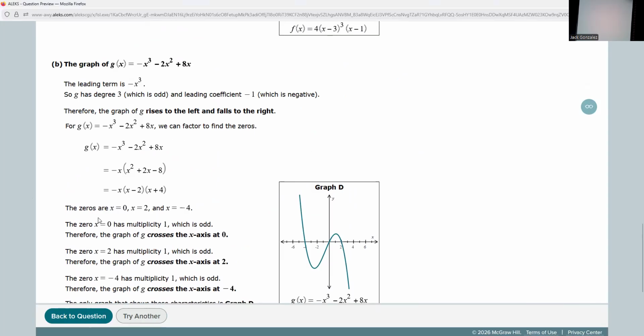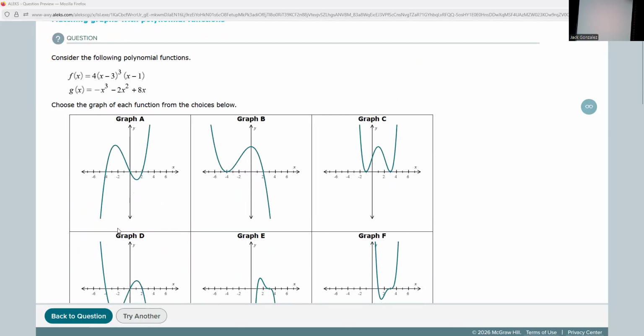Here's the factorization. So they take an x out of each term, and you get to here, a negative x. Then they factor this part using your basic trial and error. So now we have 3 factors and 3 zeros. So it has to be the one that goes through 0, goes through 2, goes through -4 right there. So that's how you roll out everything else.